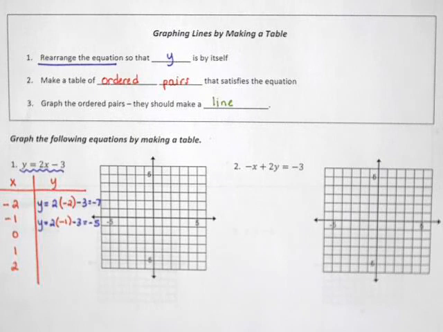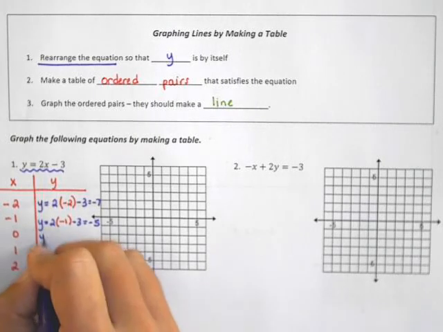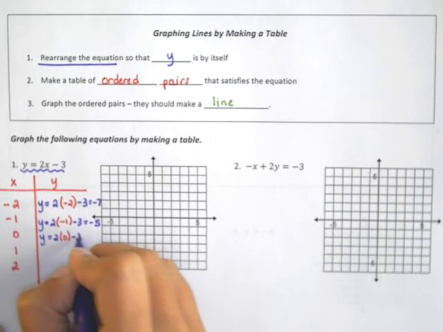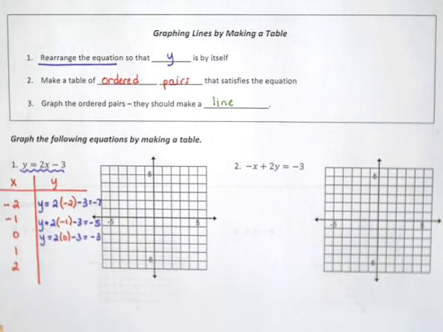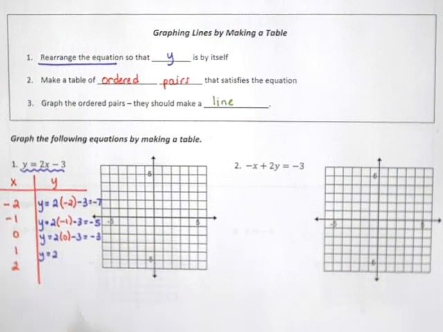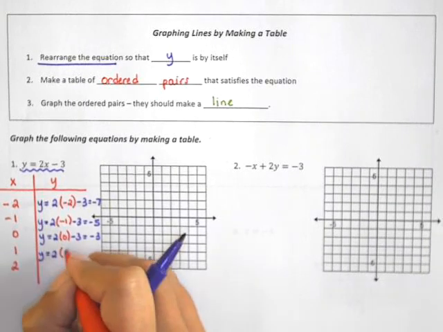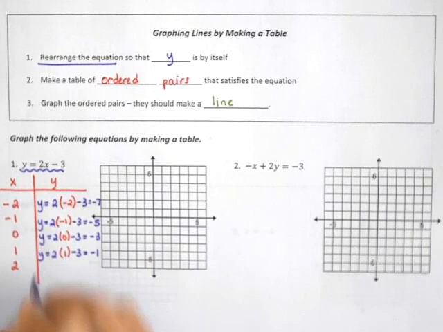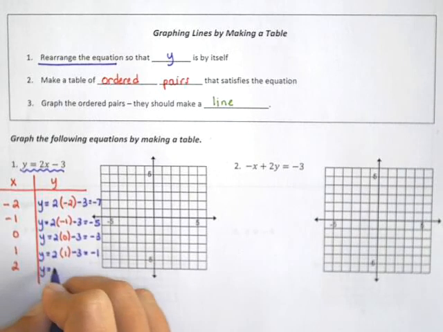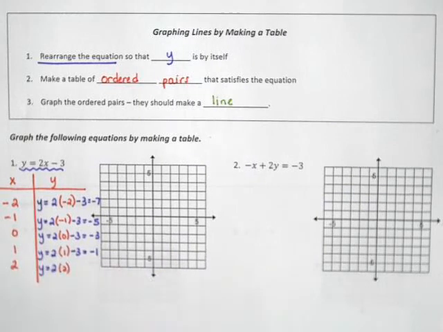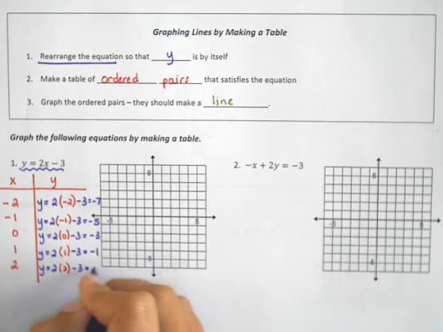If I plug in 0, I would have y equals 2 times 0 minus 3, which is -3. If I plug in 1, I would have y equals 2 times 1 minus 3, which is -1. And if I plug in 2, I would have y equals 2 times 2 minus 3, which is +1.